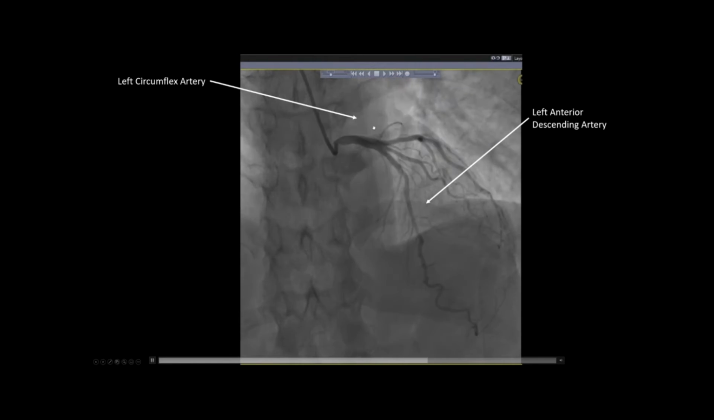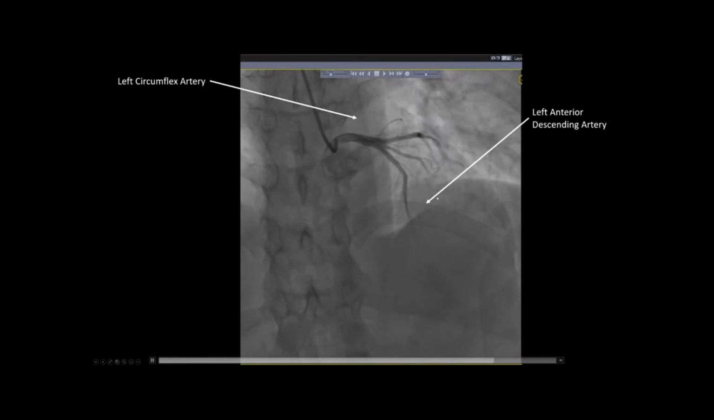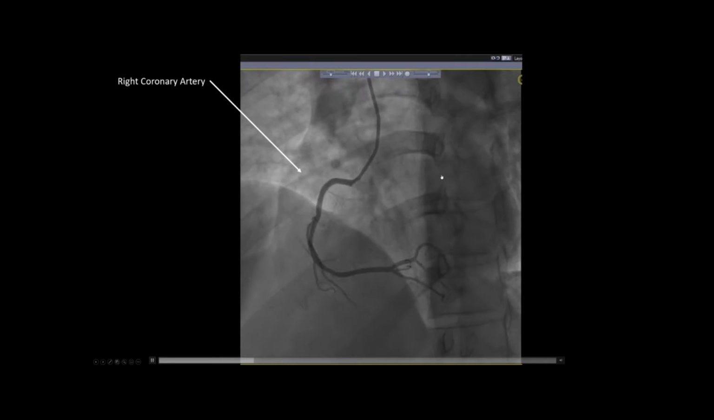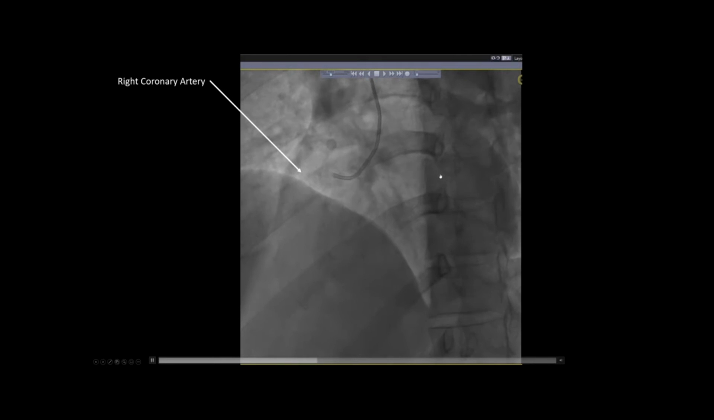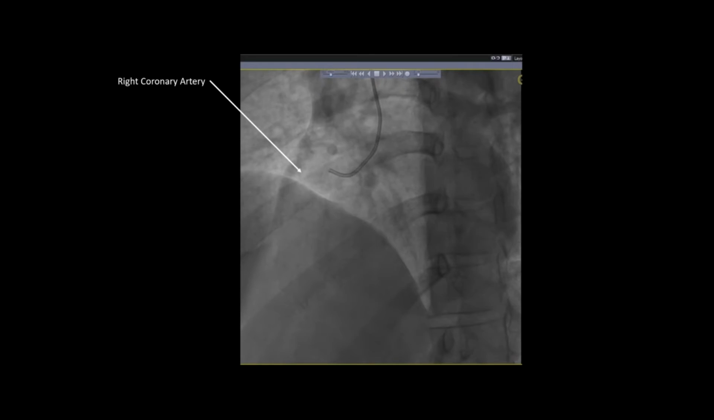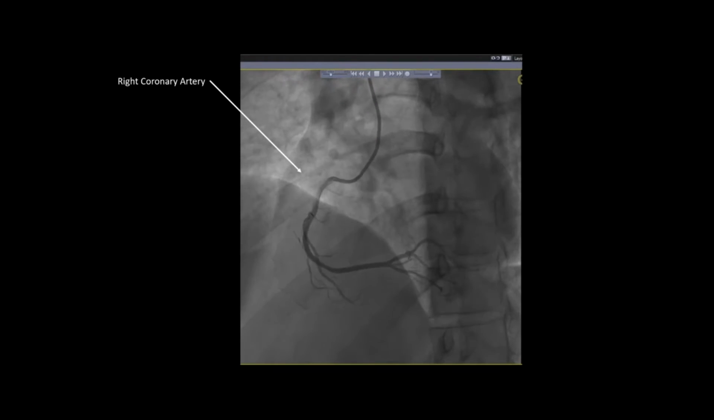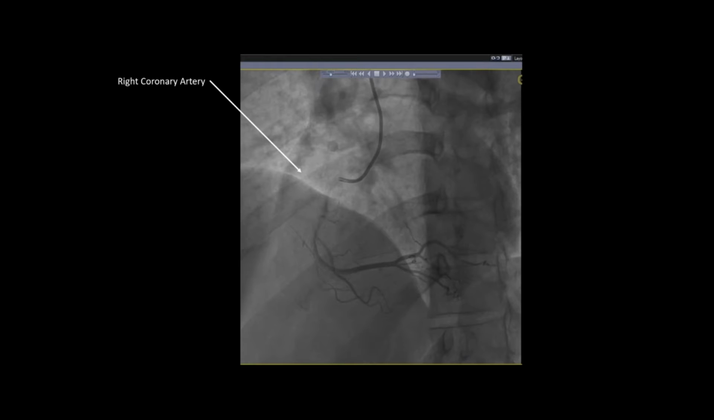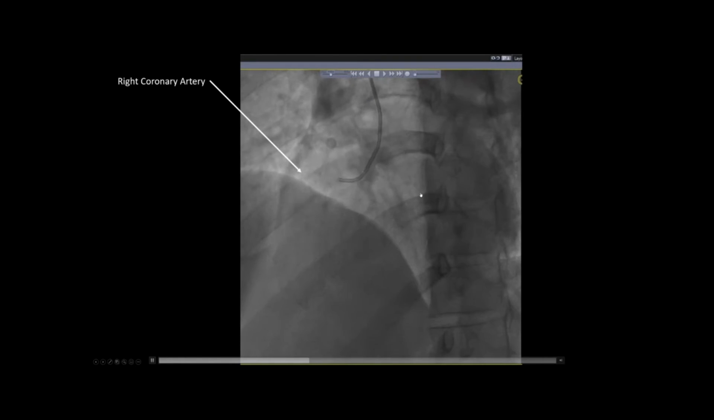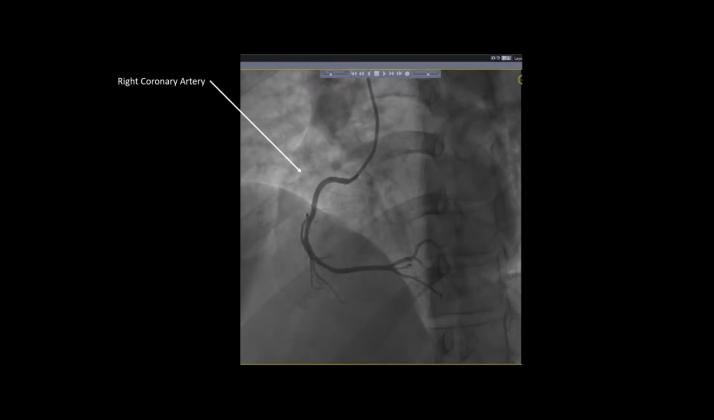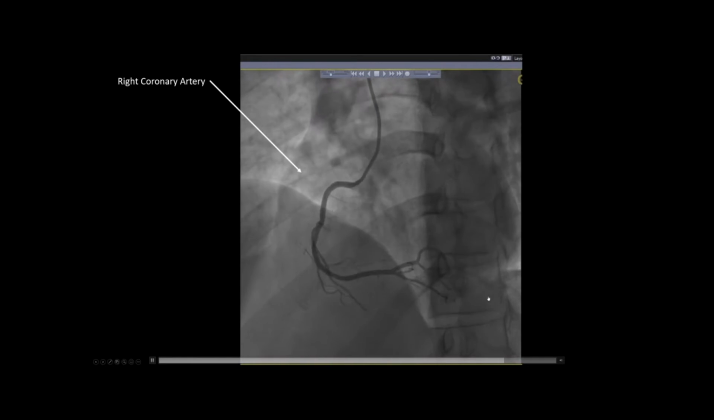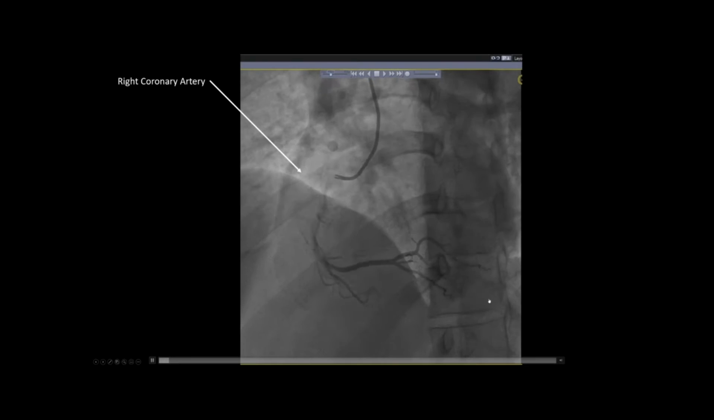This is the left circumflex that runs behind the heart. And then this is the right coronary artery. For about 70% of people, the right coronary artery is the bigger artery, and it supplies most of the right side of the heart and also part of the main chamber of the heart as well. So just take your time to appreciate what the artery looks like when it's nice and big and normal. So there's flow, the entire blood vessel has normal flow.